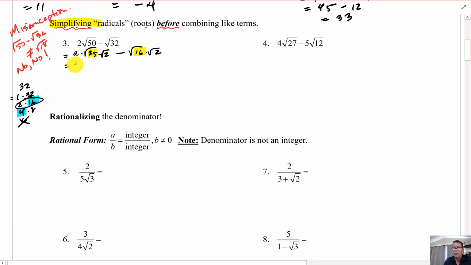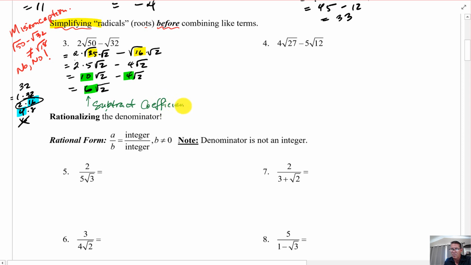So this is equal to 5 times root 2 minus 4 rad 2, which is obviously equal to 10 rad 2 minus 4 rad 2. If you start off with 10 rad 2s and you subtract 4 root 2s, I think you have a total of 6 root 2s remaining. Why? Because 10 minus 4 is 6. Okay, you subtract the coefficients. All you do is subtract the coefficients of the like terms.